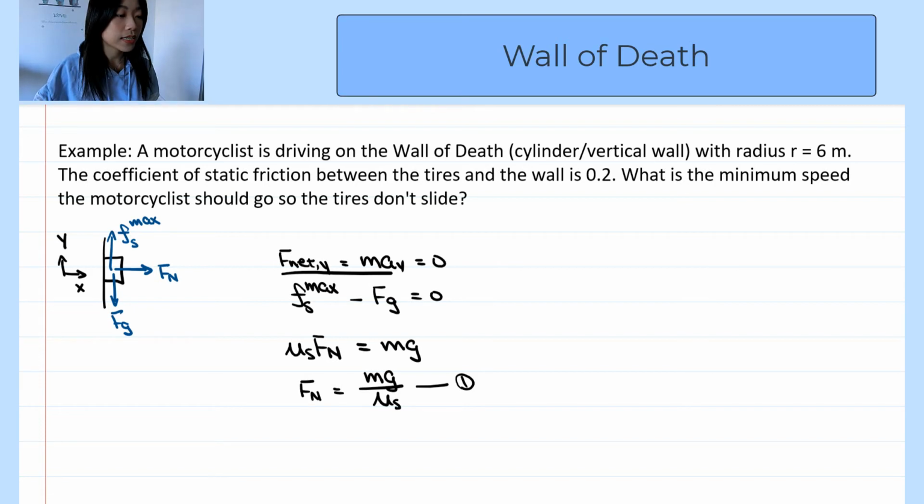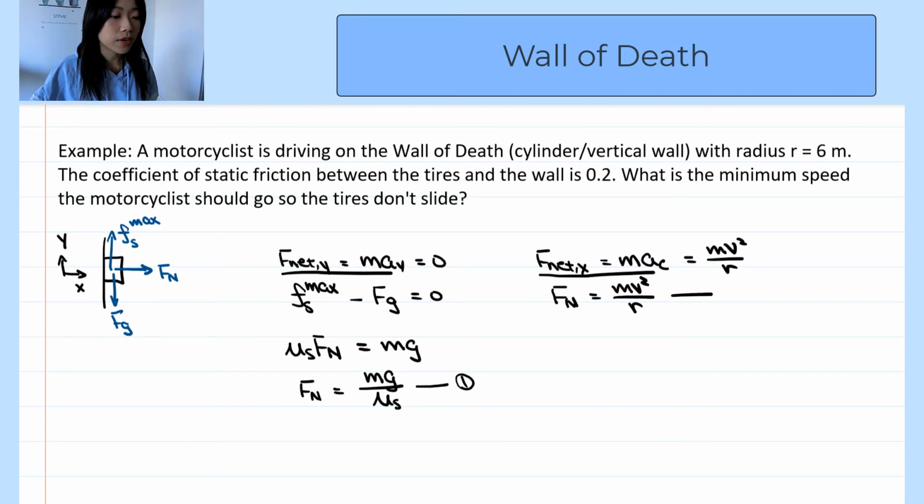Now let's look at the x component. F net in x equals mass times the centripetal acceleration. Centripetal acceleration equals the speed squared over r. In this example, there's only one force pointing in the radial direction, that is the normal force. So normal force equals mv squared over r. And that is our equation 2.